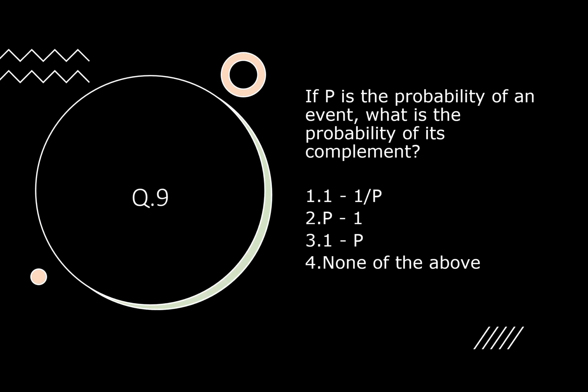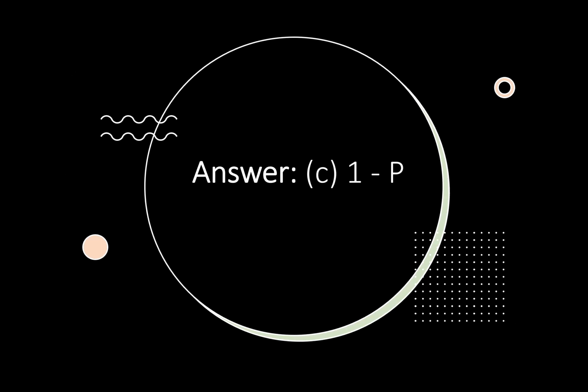Next question is, if P is the probability of an event, what is the probability of its complement? 1 minus P. Yes, you're right. The answer is 1 minus P.